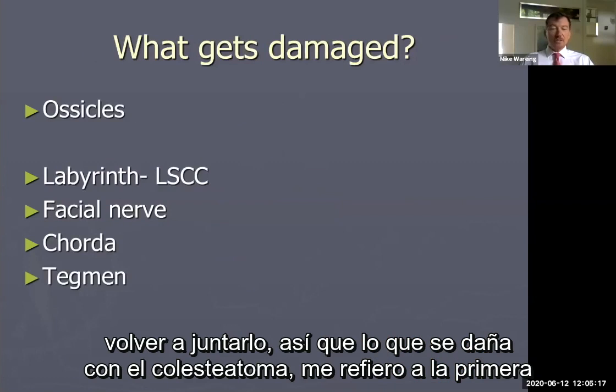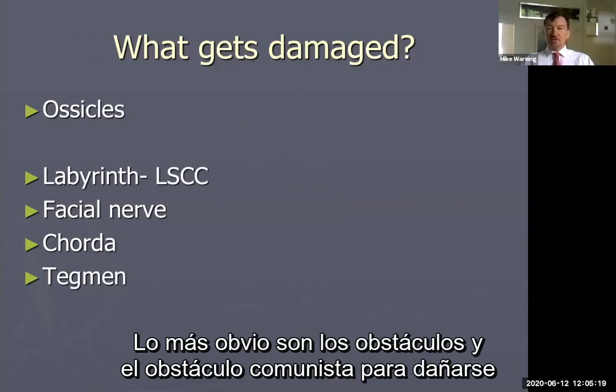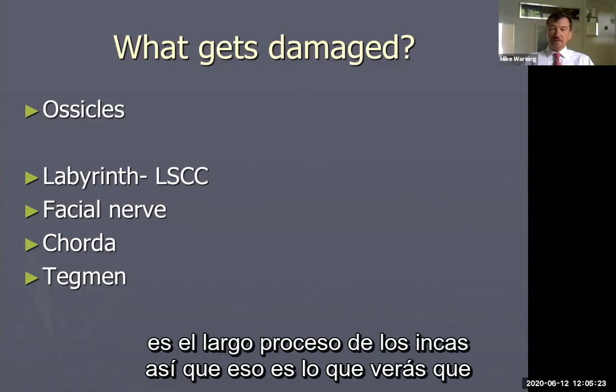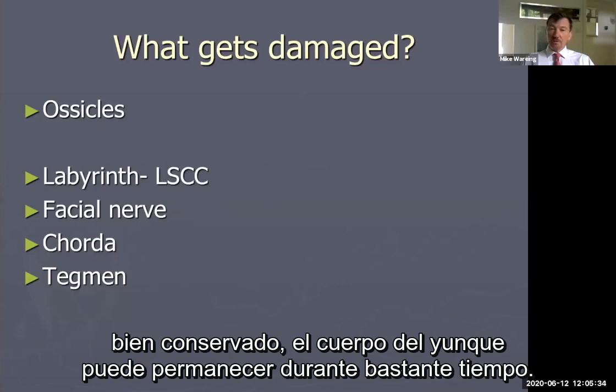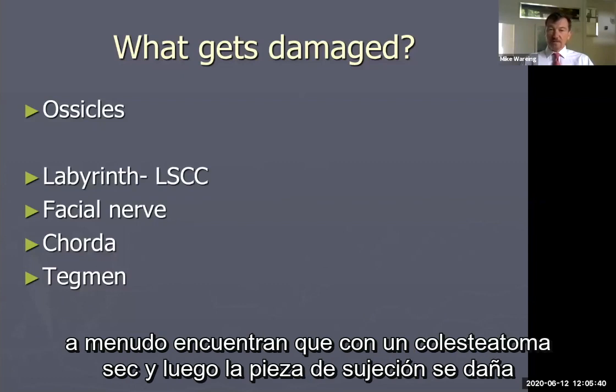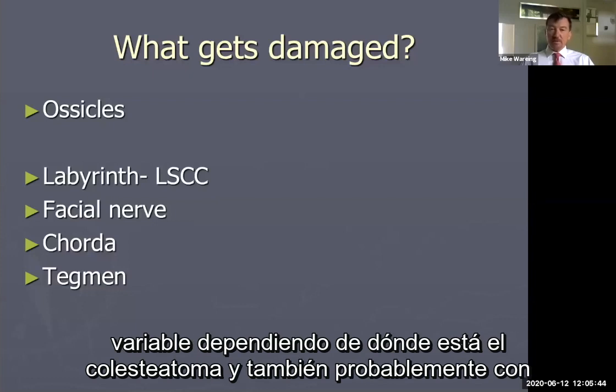So what gets damaged with cholesteatoma? The most obvious thing are the ossicles, and the commonest ossicle to get damaged is the long process of the incus. That's the thing that you'll see that gets damaged most of the time. The malleus, interestingly, is usually pretty well preserved. The body of the incus may remain for quite a long time, and you can often find that within a cholesteatoma sac. And then the stapes gets damaged variably depending upon where the cholesteatoma is, and also probably with how much surrounding inflammation.